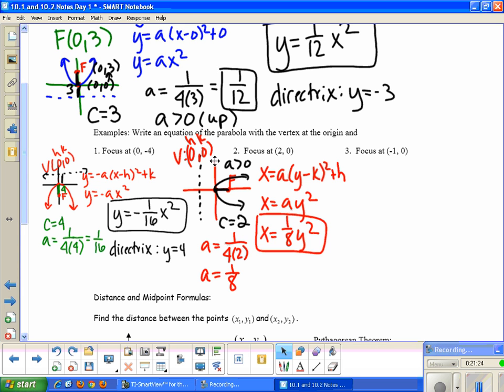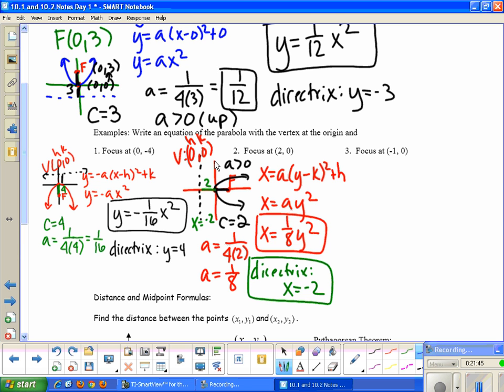And if I wanted to find the equation for the directrix, it is now x equals, and the distance from here to here would be 2. So x equals -2 because we're going to the negative side of our graph. So x equals -2.